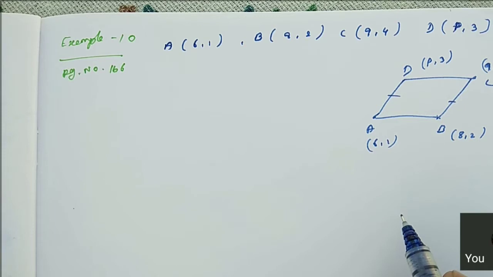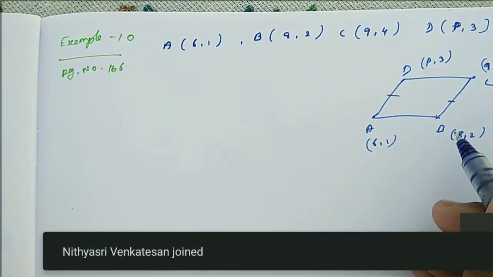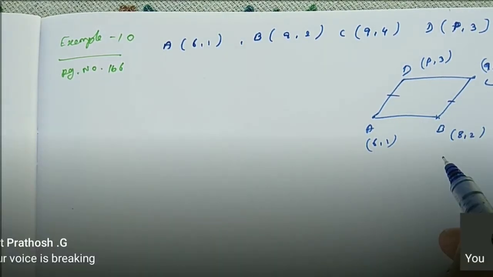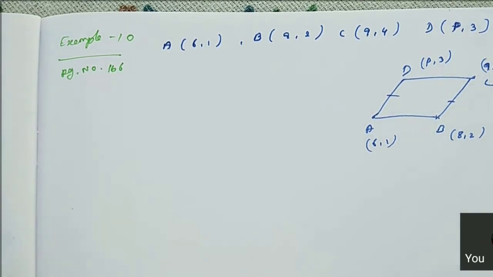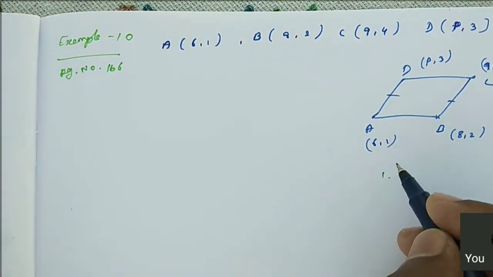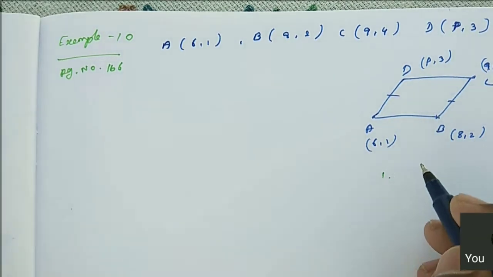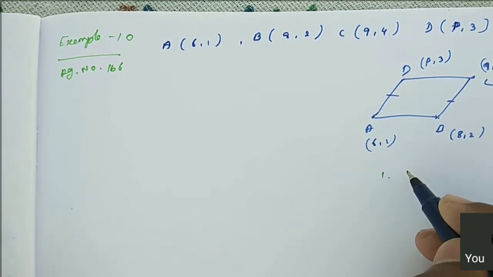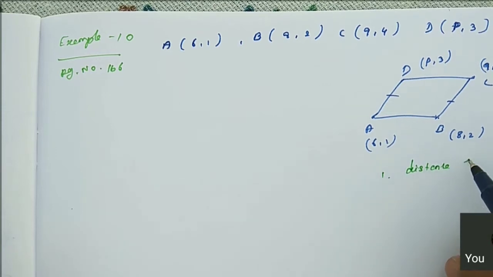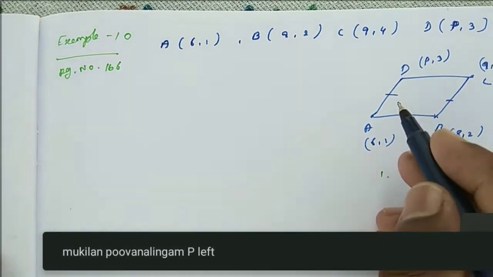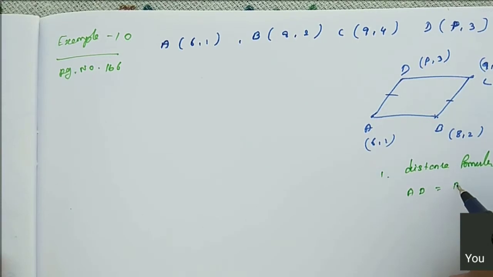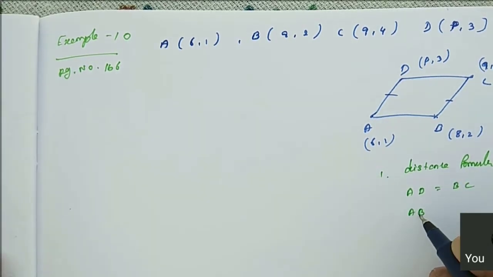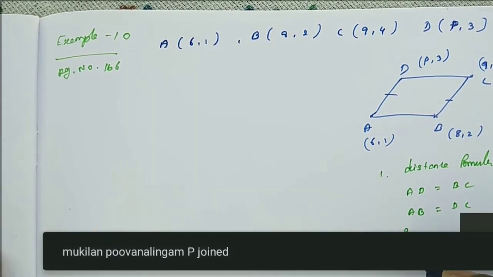When we want to use the section formula, we need to know the ratio. Is the ratio possible here? Here they didn't give any ratios, but we know the properties of a parallelogram, so we can solve this problem by two methods. The first method is the distance formula: AD distance equals BC distance, or AB distance equals DC distance. The second one is the section formula.